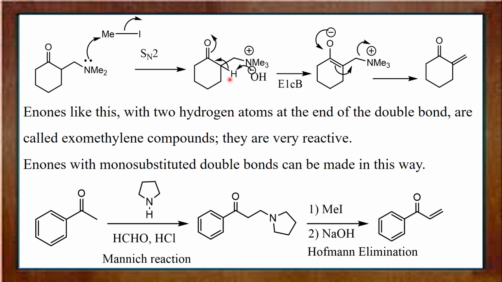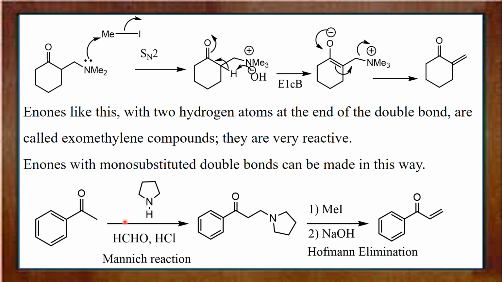So the base removes a proton, leaving the conjugate base, C minus. That carbanion is enolizable, resulting in the formation of an enolate. That enolate is pushing out the good leaving group, the quaternary ammonium ion. It results in the formation of an exomethylene group here, and this is an enone. So this kind of enones, enones with exomethylene, are very reactive.